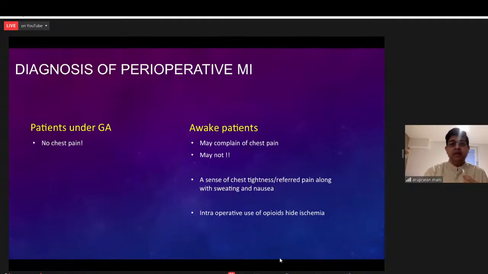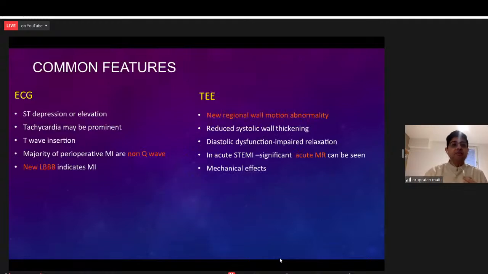It's difficult, definitely, it's not easy. Patients under GA will not complain of any chest pain, but awake patients may complain of chest pain, though still they may not. Many patients who are diabetic, elderly, with neuropathy, CKD, may not complain of any chest pain at all. It can be silent. And if you give too much opioid, that can also hide the chest pain and ischemia. But some patients can have a sense of chest tightness, referred pain, along with nausea, vomiting, and everything.